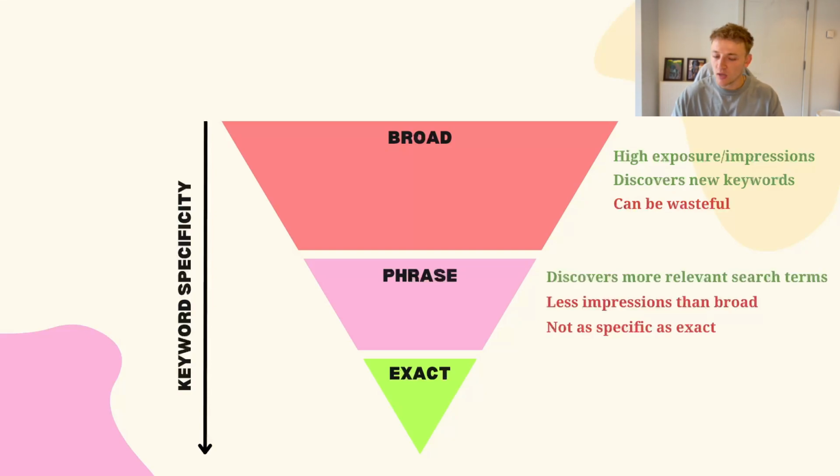Moving down the funnel then, you can see here we've got phrase, and essentially it's in between broad and exact. So again, you're still going to discover loads of more relevant search terms because it's taking phrases from your specific keyword search and adding words onto the beginning and the end of it. But again, you're not doing either of the two here. So you're getting less impressions than a broad match, and you're also not getting quite as specific as an exact match.